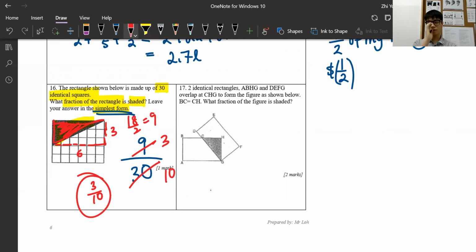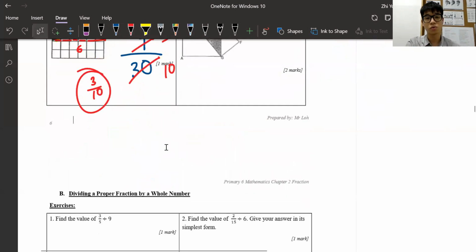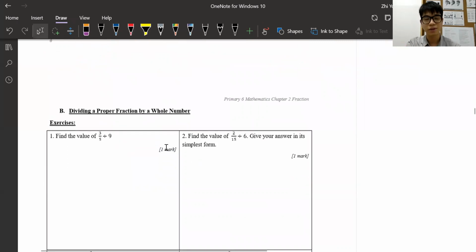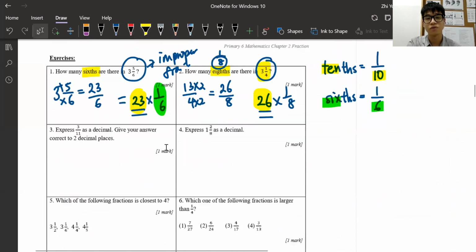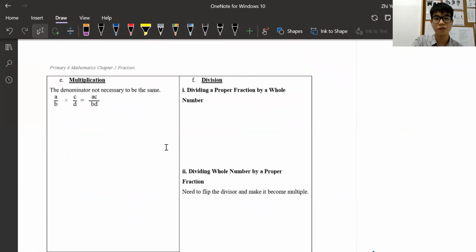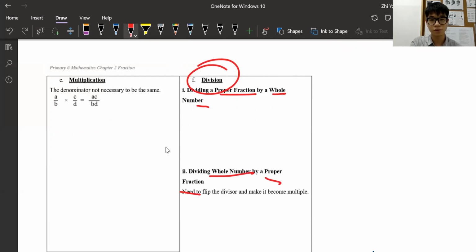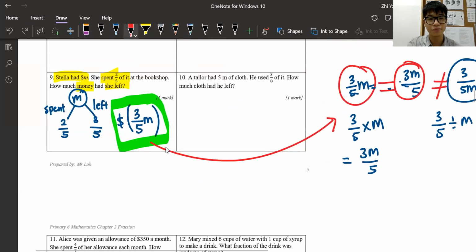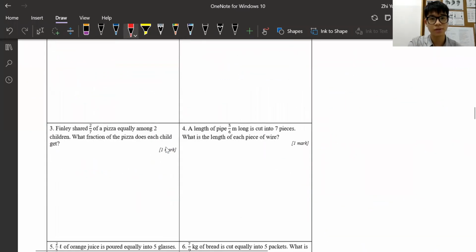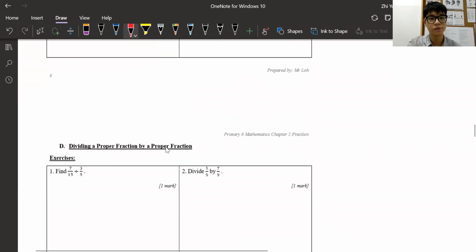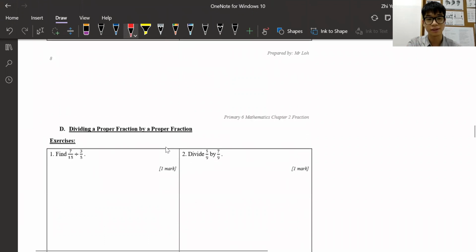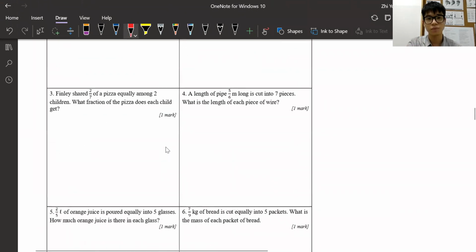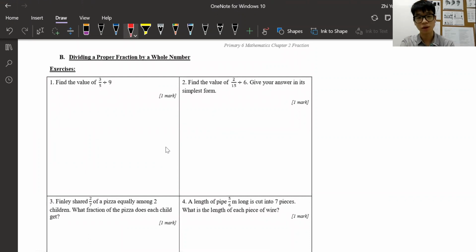So far, so good. I think it's quite easy for you. So you may start trying parts B, C, D, because this is exactly what I've explained at the revision part, which is this part, the F part, division. Divide proper fraction by whole number, divide whole number by proper fraction, and also divide proper fraction by proper fraction. It's exactly the same as what I've discussed here, here, and here. Exactly the same, B, C, and D. So you can try a few questions, and let me just go through a few questions just to make sure that you know.